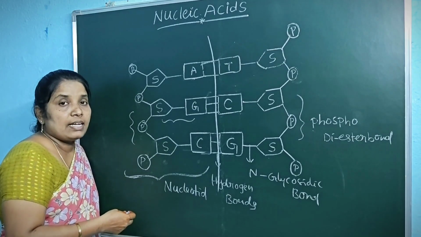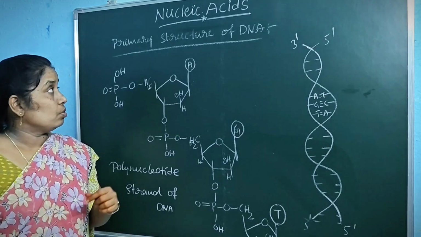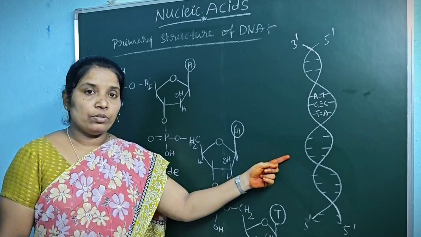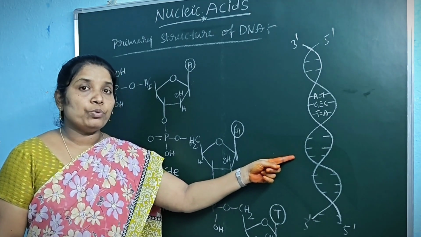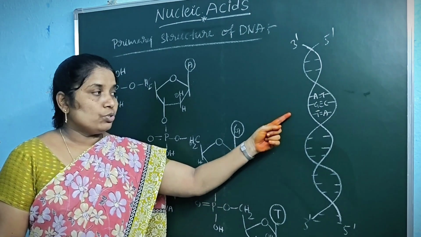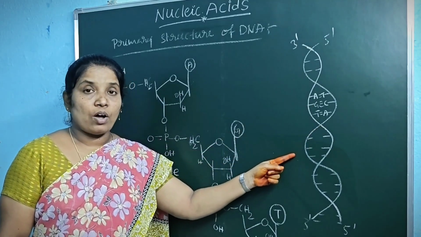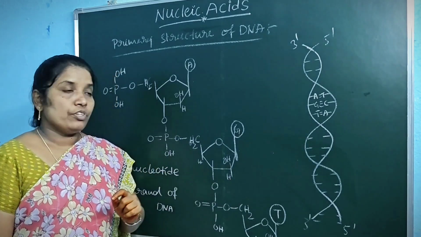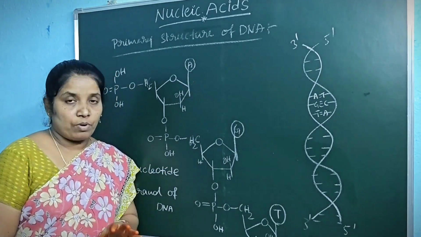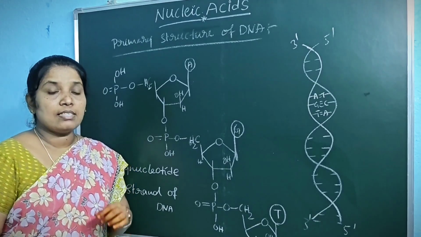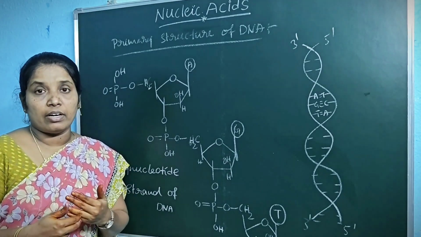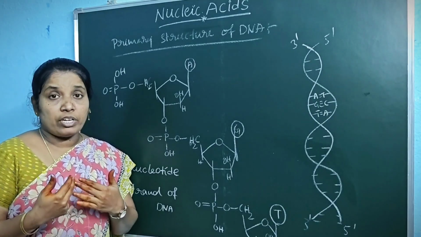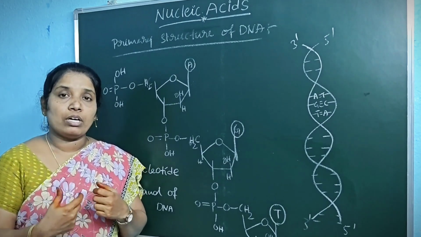Okay, so let's see the primary structure of DNA. So this is the primary structure of DNA, students. You can see the DNA molecule. It is a combination of two parallel strands. Okay, two linear strands that run opposite to each other, so they are anti-parallel to each other. If you see the single strand, it is a polymer of nucleotides. That means it consists of many nucleotides. They join together by a phosphodiester bond. So the backbone of DNA is the phosphodiester bond established between the sugar molecules.